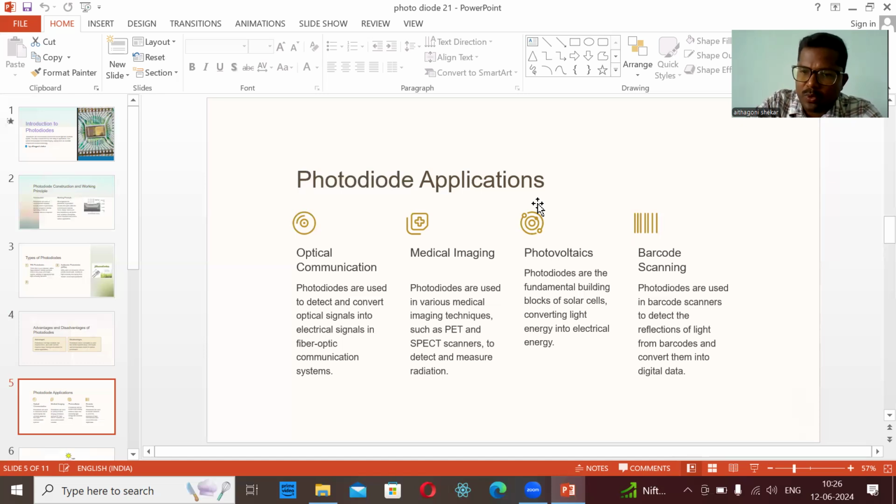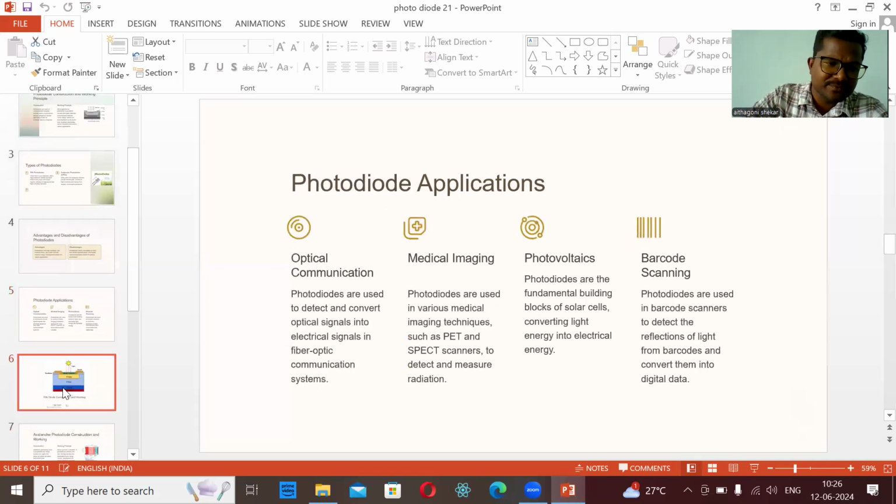Barcode scanning. Photodiodes are used in barcode scanning. For example, in multiplexes, big showrooms and shopping malls, there are many barcode scanners. In barcode scanning, the photodiode uses the light reflected from the barcode and converts it into digital data. We send light and take the reflected light from the barcode, and the barcode is converted to digital data. Next slide.